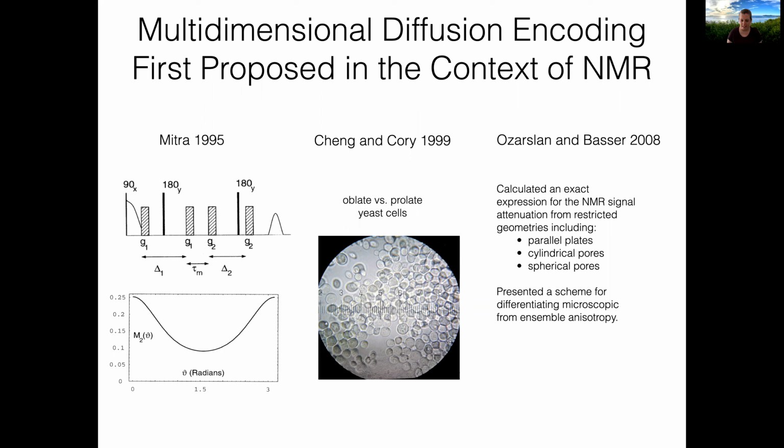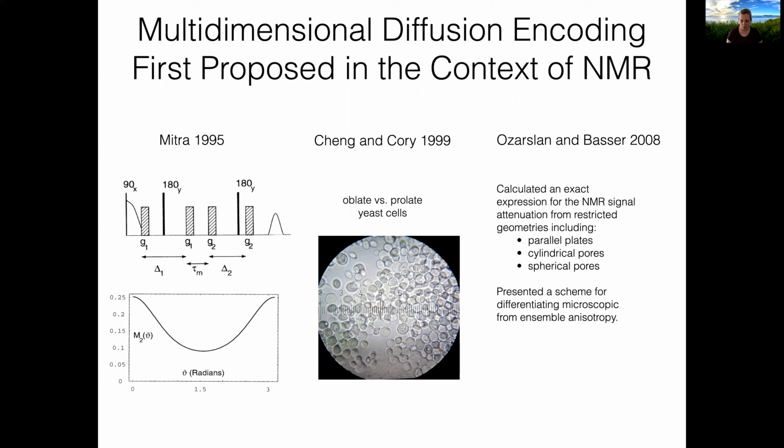Following this in 1999, Cheng and Cory showed that they could quantify eccentricities and symmetries of confining cavities, even when there was no bulk order in the sample. And they demonstrated measurements in yeast cells that had different eccentricities.